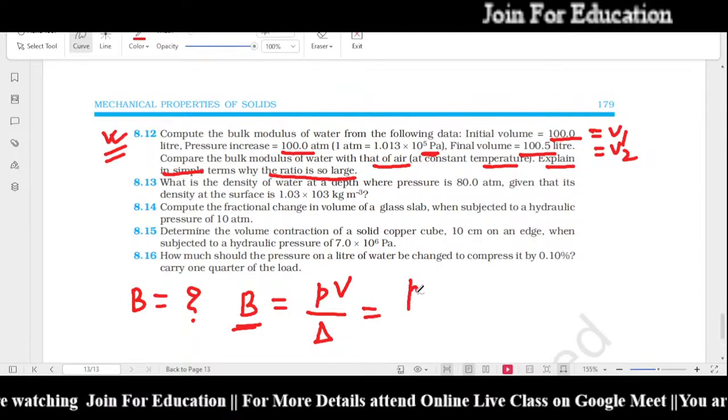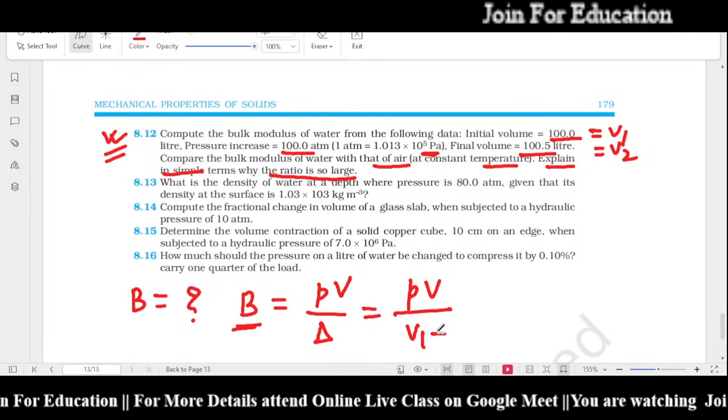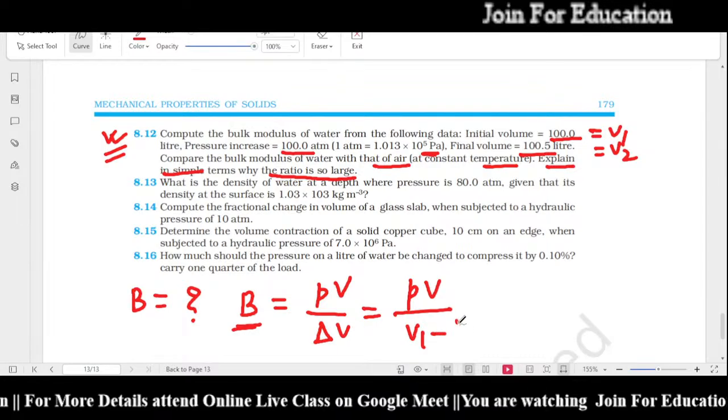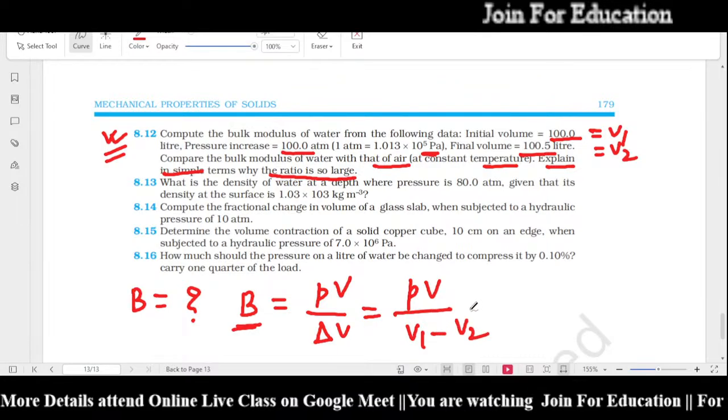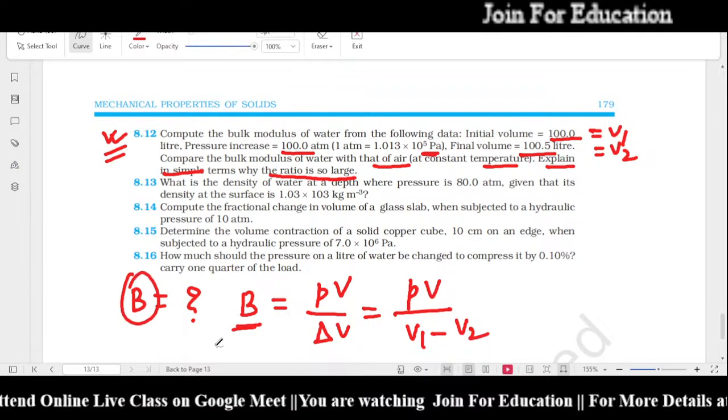So here it will be P V by del V, where del V equals V1 minus V2. After a simple calculation, we get the value of the bulk modulus.